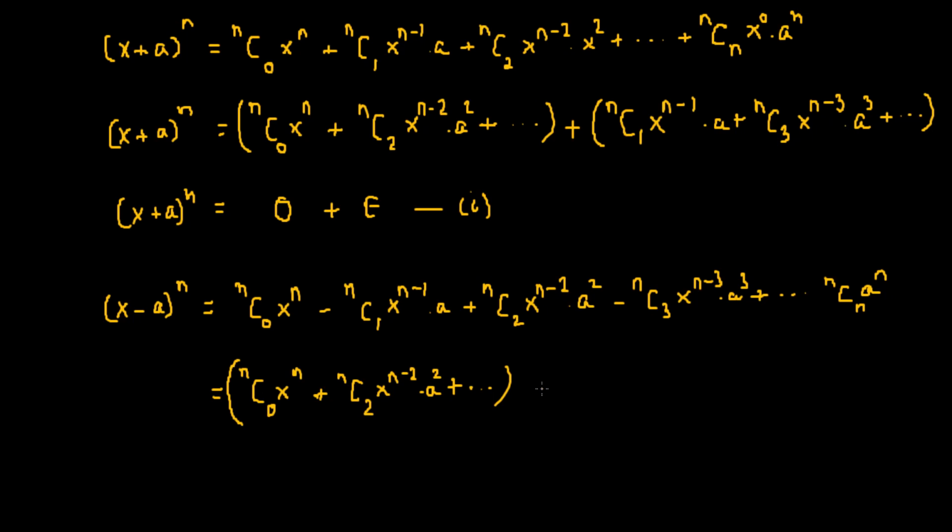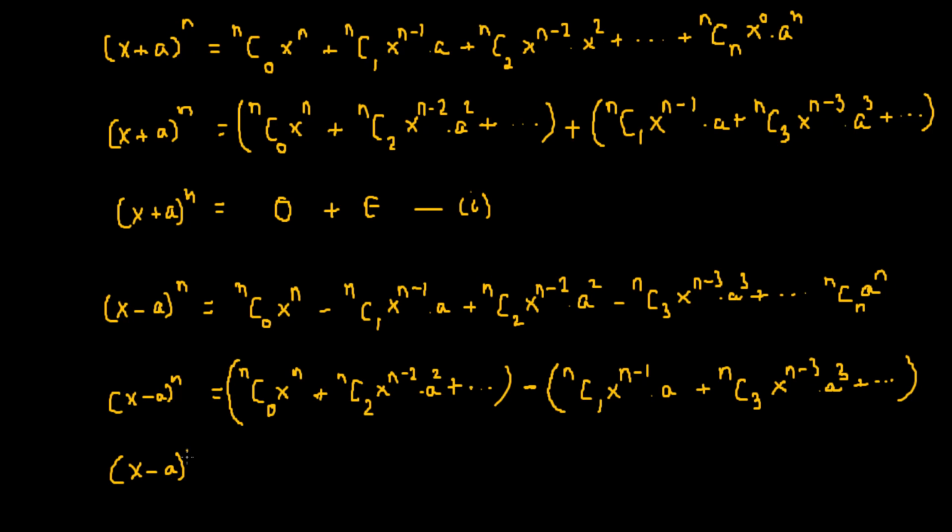So we see that the even terms are all negative. So what I'm going to do is take the negative common. Then we get nC1 x raised to the power n minus 1 times a plus nC3 x raised to the power of n minus 3 times a cubed, and so forth. So this is (x minus a) raised to the power of n, and (x minus a) raised to the power of n is simply equal to O minus E, the sum of odd terms minus the sum of even terms. Let's call it equation number 2.